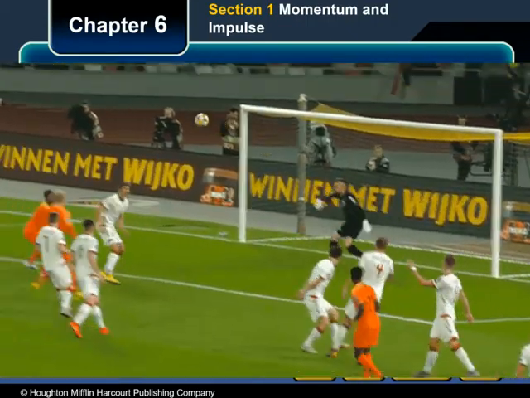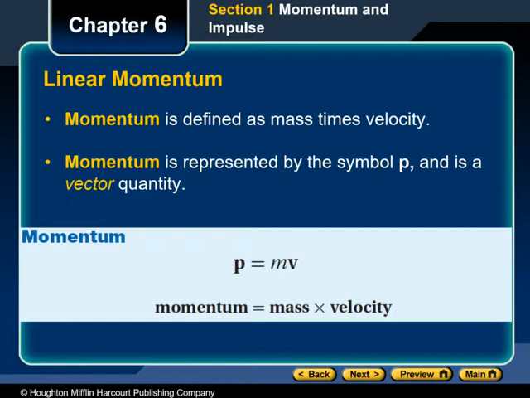Momentum is mass times velocity. To address such issues, we need a new concept: momentum. Momentum is a word we use every day in a variety of situations. In physics, this word has a specific meaning. The linear momentum of an object of mass m moving with a velocity v is defined as the product of the mass and the velocity.